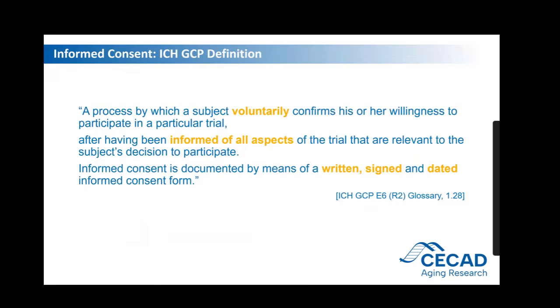So the informed consent per ICH-GCP definition is a process by which a subject voluntarily confirms his or her willingness to participate in a trial after having been informed of all aspects of the trial that are relevant to the subject's decision to participate. This informed consent is then documented by means of a written, signed, and dated informed consent form. It is important to understand that this whole process is made up of different things.